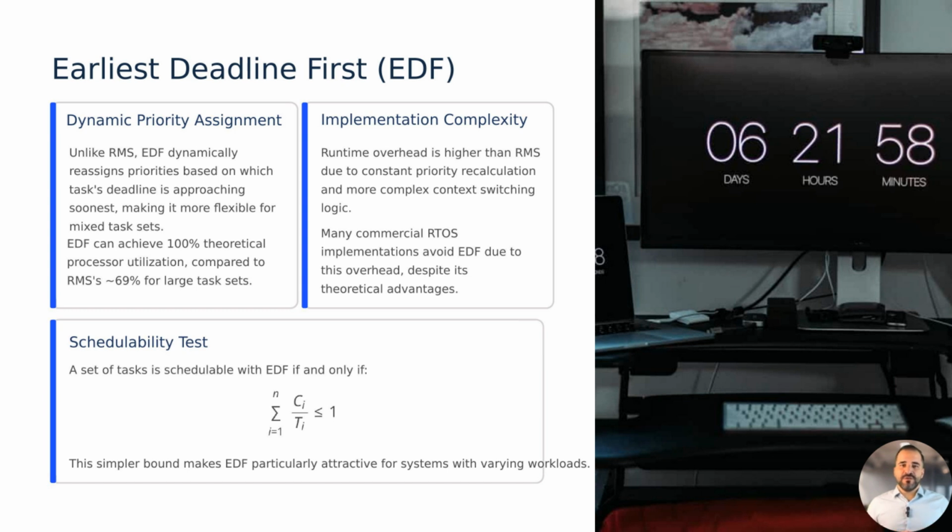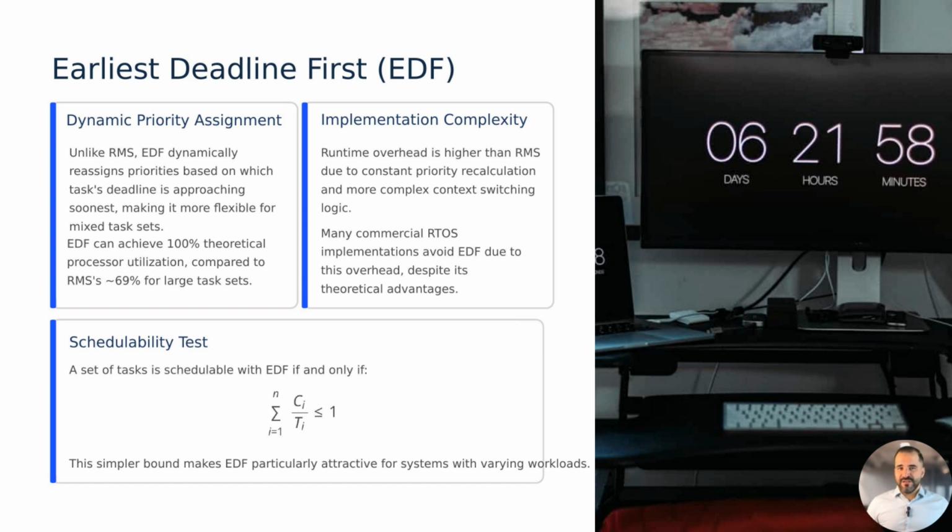EDF is particularly useful in mixed task environments where some tasks are periodic and others are aperiodic or have variable execution times. Its dynamic nature makes it more adaptable than RMS in these situations. However, this flexibility comes at a cost. The algorithm requires constant reevaluation of task priorities, introducing more runtime overhead than static approaches. This can complicate implementation, especially in resource-constrained systems.